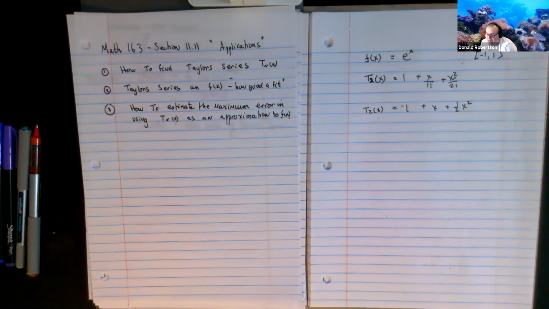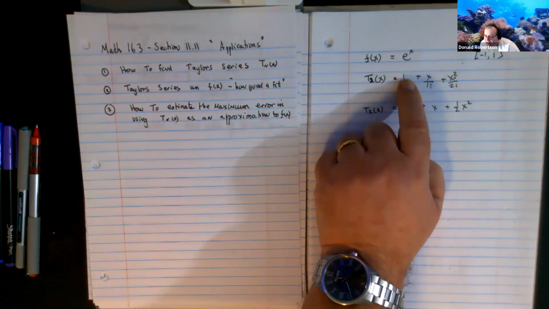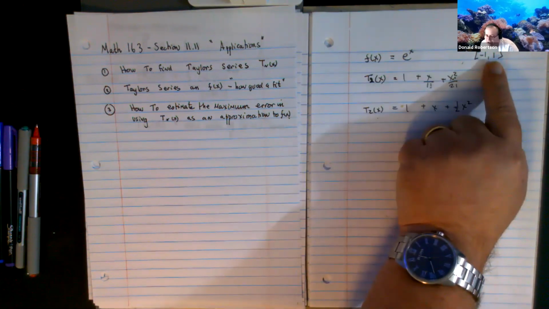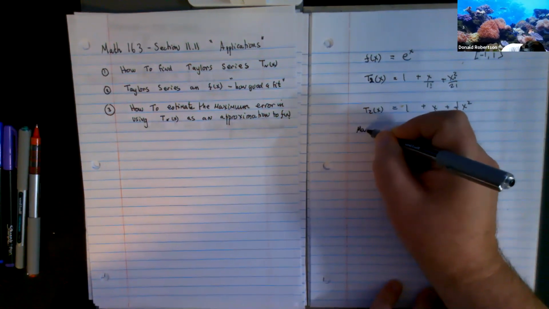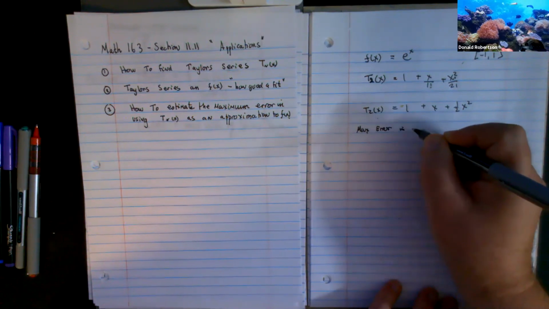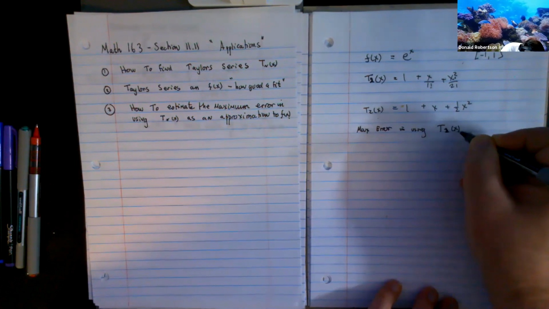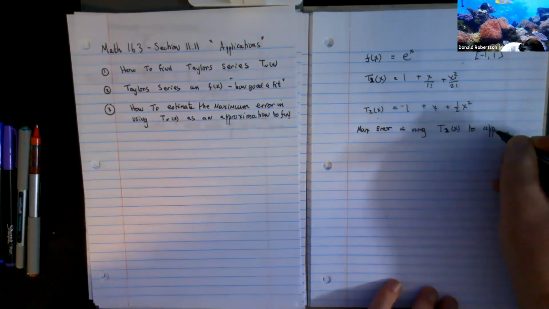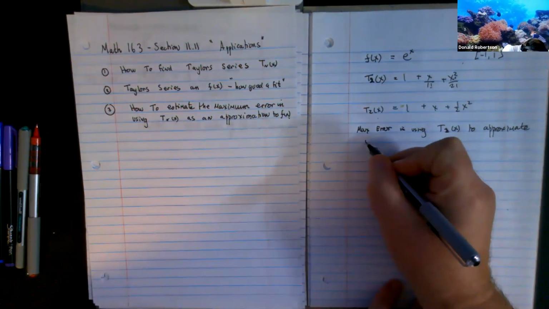In these questions, that is typically part of the information. You're given a function, you're given a T2 or a T3 of x, or at least you find it. You're given an interval of x's, and then the kicker in the tail is, what's the maximum error in using T2 of x to approximate e to the x?